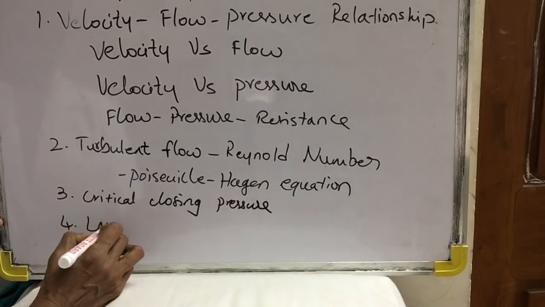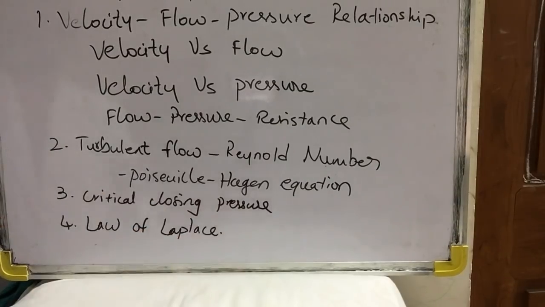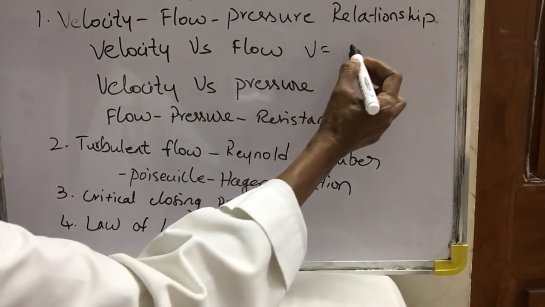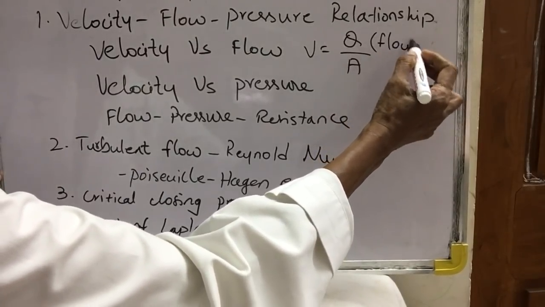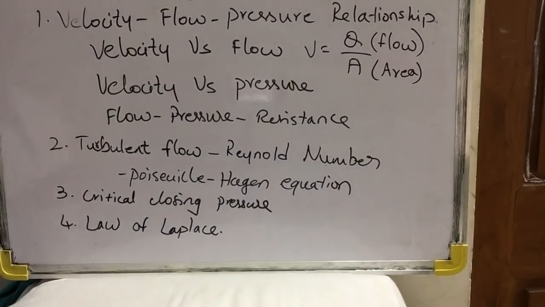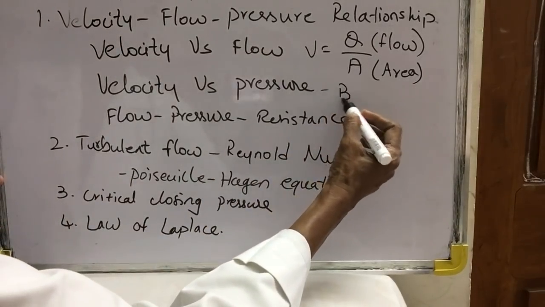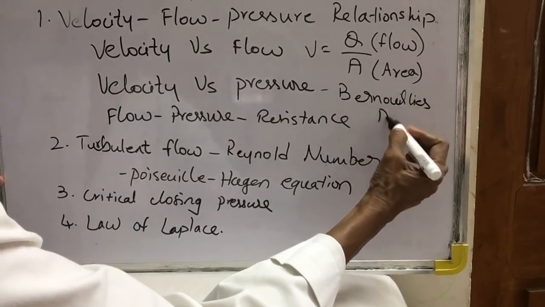And lastly, the law of Laplace. Here velocity is equal to Q by A, where Q is the flow and A is the area, that means the cross-sectional area of the blood vessel. And in velocity versus pressure, we'll talk about Bernoulli's principle.